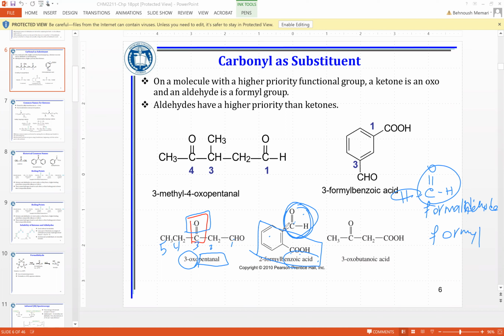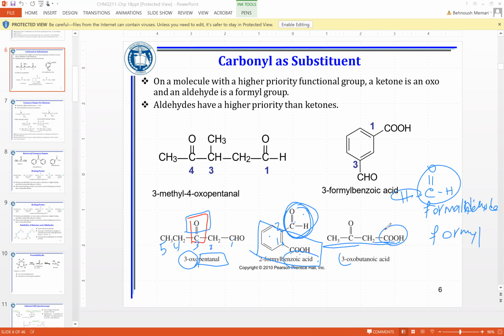What location? Location 2. How do you determine location 1? It's the carbon that carries the main functional group, which is carboxylic acid. So this is 1, that would make sense. It's 2, obviously not going to be 6. So 3-oxobenzoic acid.